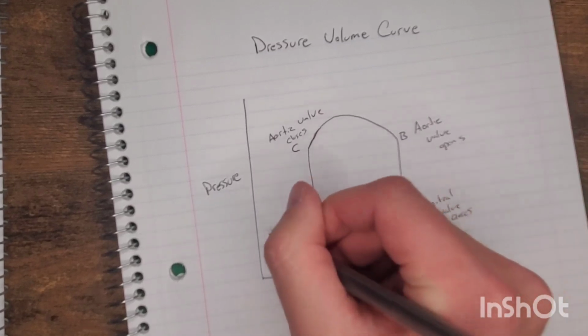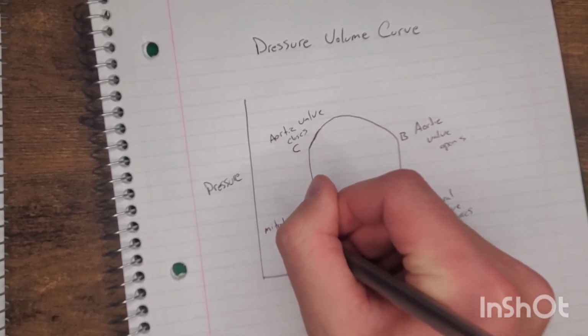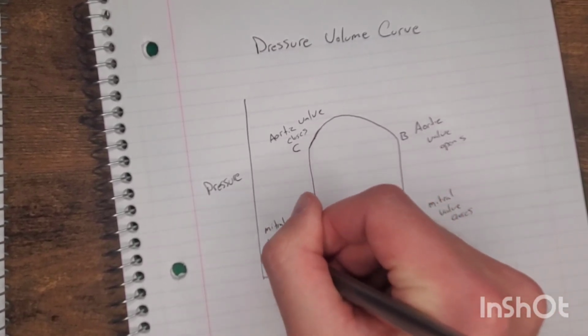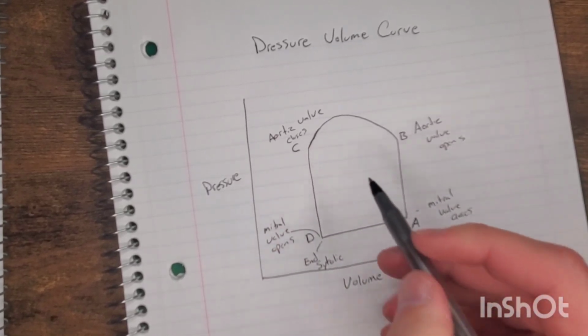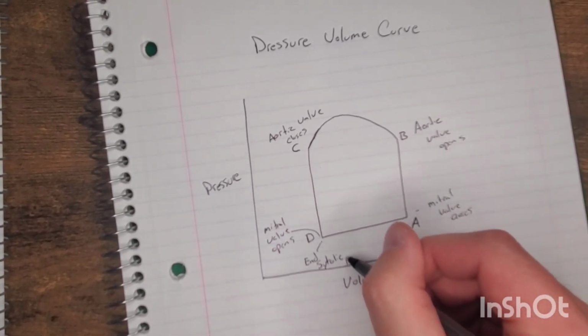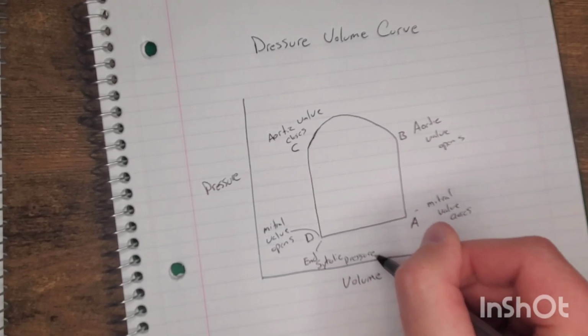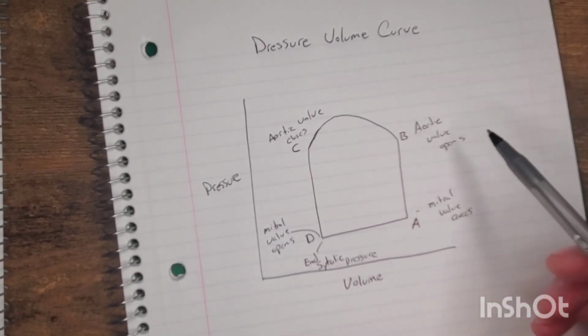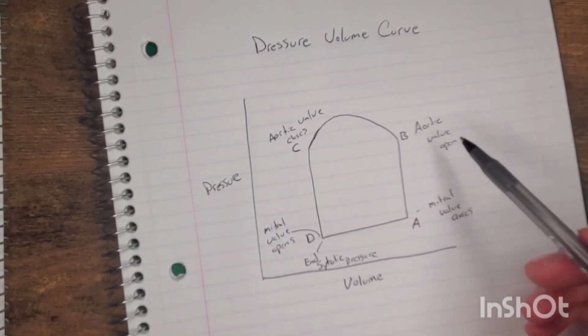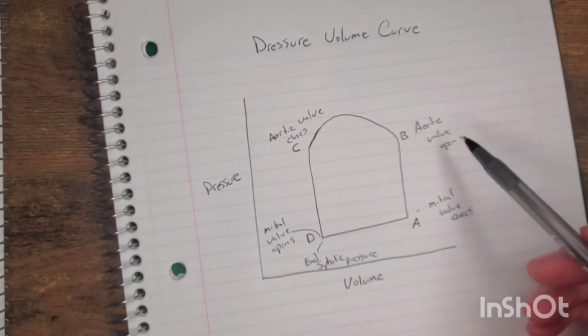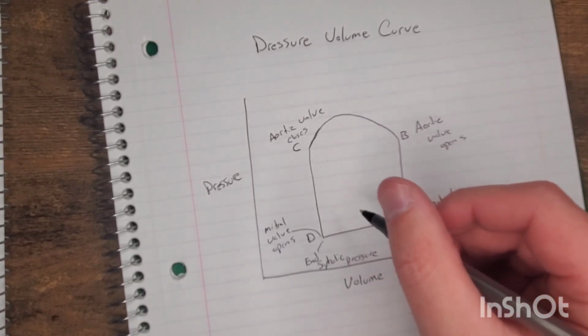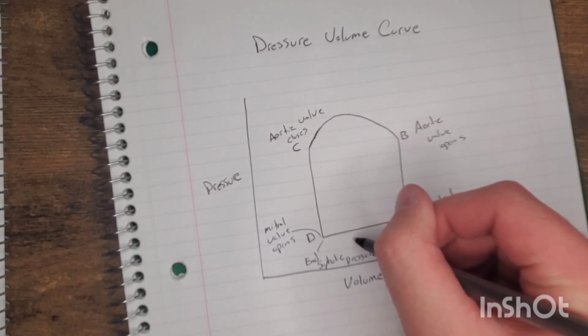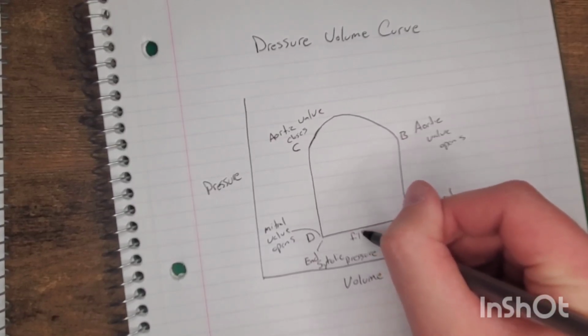We'll just draw another one out here. So mitral valve opens. This is going to be your end systolic pressure down here. And then this is going to be your diastolic filling. So this is passive filling of the ventricle.